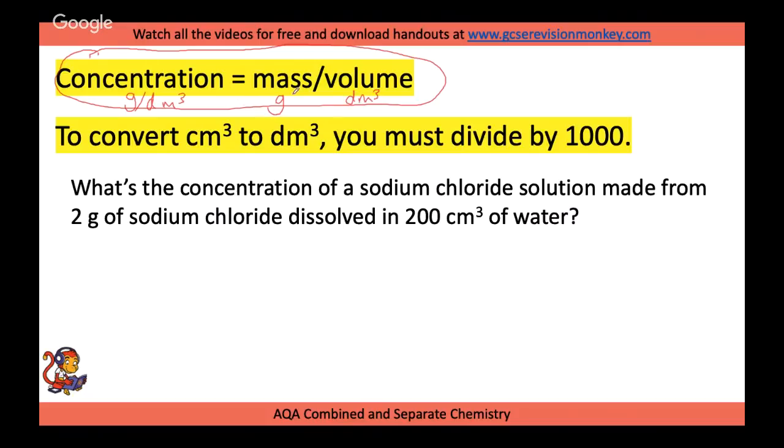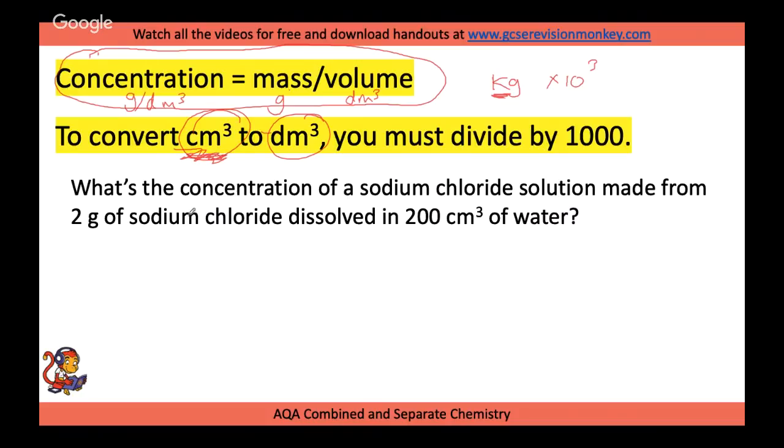What they'll do is sometimes trick you out by giving you the mass in kilograms, in which case you need to multiply by 10 to the 3, or times by 1,000, to get it into grams. And if they give you the volume in centimeters cubed, get yourself an easy mark. If you see centimeters cubed, divide it by 1,000 to turn it into decimeters cubed.